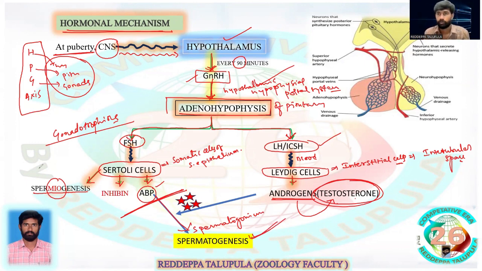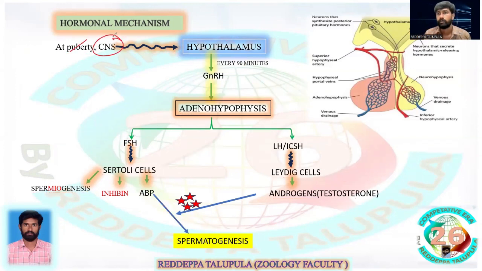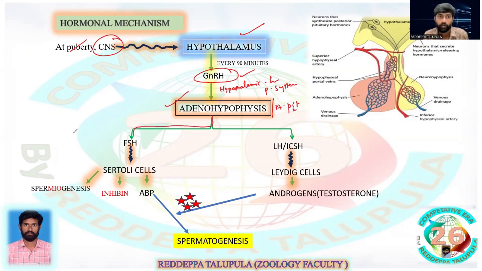In brief way, I will give you clear cut. At puberty, central nervous system gives signals to the hypothalamus to secrete the gonadotropin releasing hormone. For every 90 minutes, there is a release of gonadotropin releasing hormone. And this gonadotropin releasing hormone, by means of hypophyseal portal system, reaches the adenohypophysis, that means anterior pituitary. Okay. Next, anterior pituitary secretes the gonadotrophins, which is nothing but FSH and LH. Each one has specific role in the spermatogenesis.